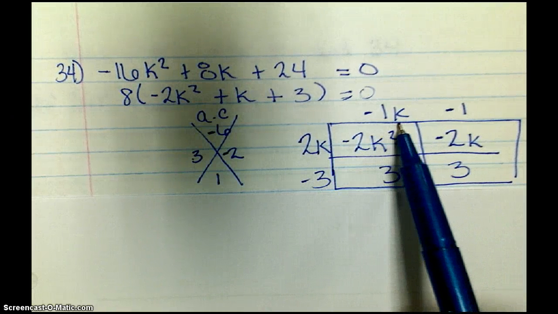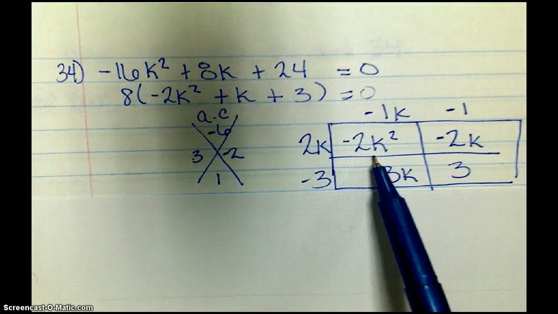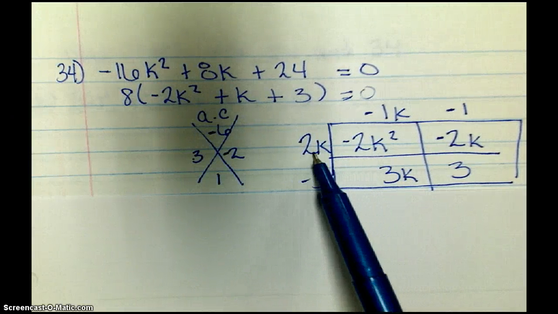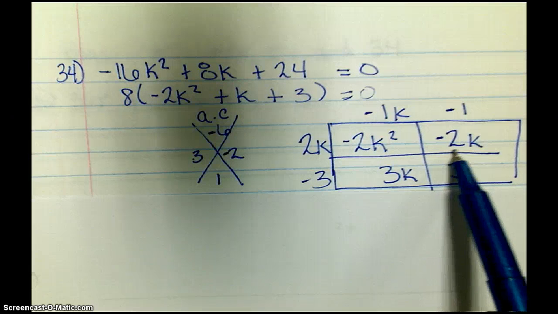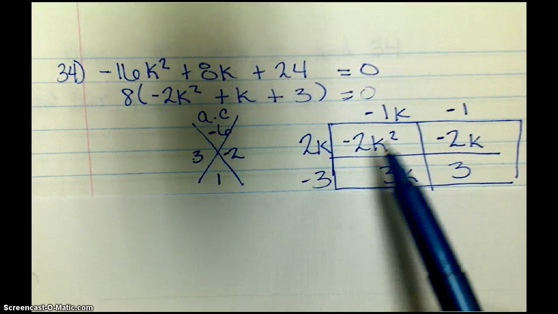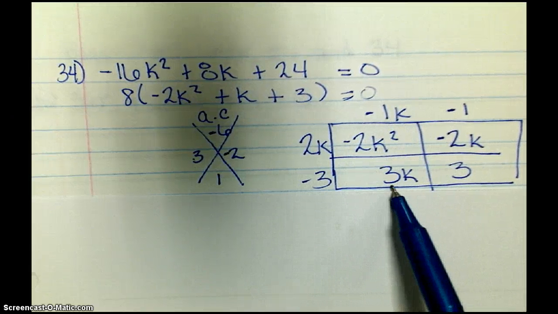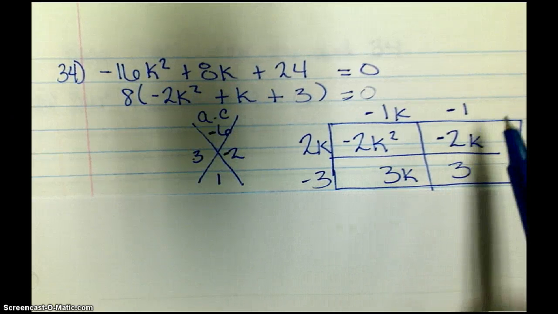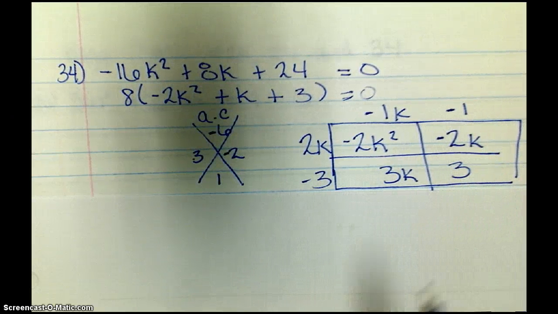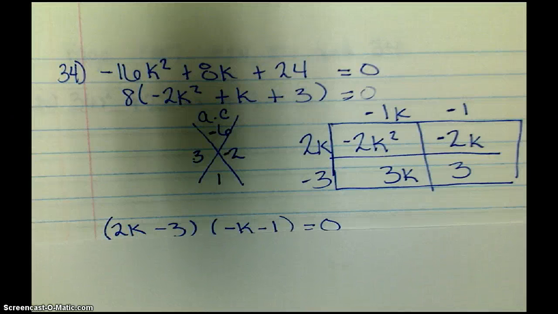2k times a negative 1k gives me negative 2k squared. 2k times a negative 1 is a negative 2k. Negative 3 times a negative 1k is 3k. Negative 3 times negative 3 is positive 3. Then I'm going to have my factors.